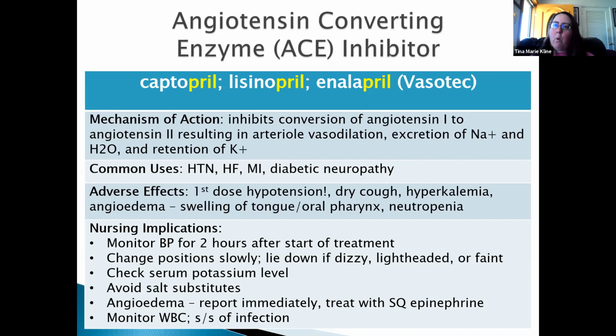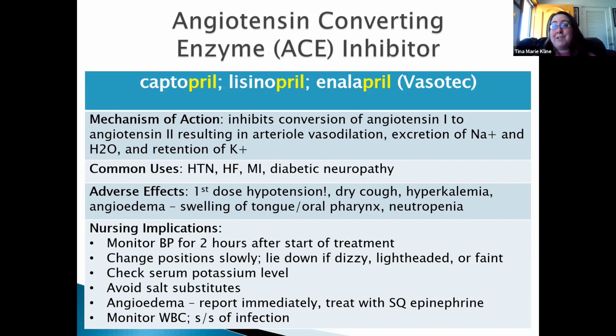So as I mentioned before, with your potassium sparing diuretic, your aldactone, your spironolactone, you can become hyperkalemic. The same is true with your ACE inhibitors, so they need to watch for that. Adverse effects, the very first thing that is mentioned there, and it has an exclamation point. Highlight it, circle it. It is so important.